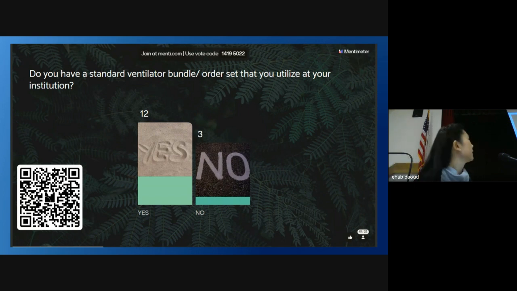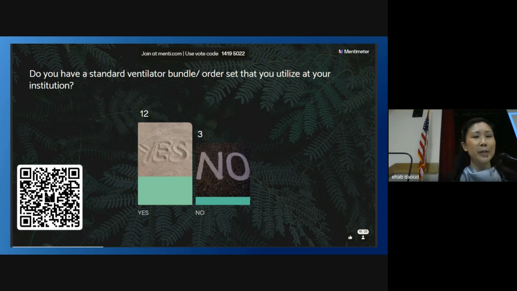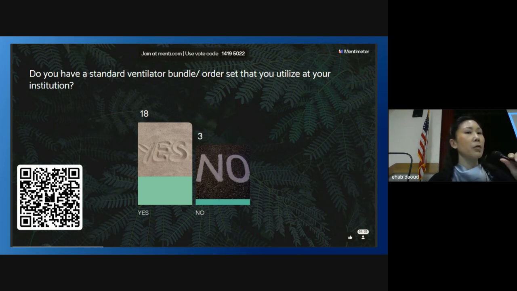Okay, so hopefully that's a kind of a test question, to test out this software. It looks like most of you do have a bundle or order set that is utilized. Some places do not. I know we put it together piecemeal, or some of the practitioners or providers have to put it in individually. So just to go over what's in your ventilator bundle.